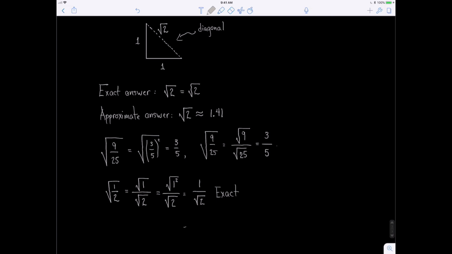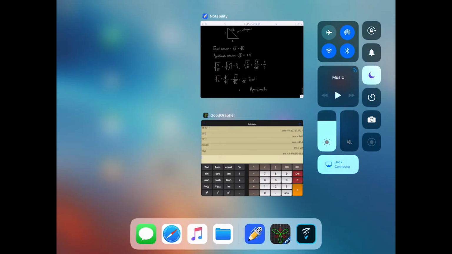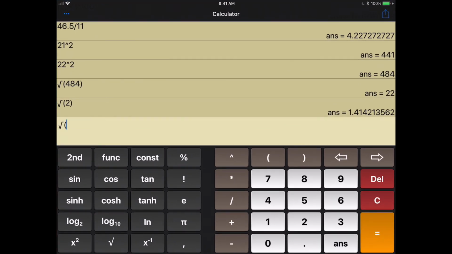And the approximate answer, well, to find the approximate, we need to go back to GoodGrapher and find that decimal. So here we go. Let's go back to GoodGrapher. So I'm going to take the square root of 1 divided by 2, and I need to put that in my parentheses. Hit go, and there it is, 0.7071. Let's round to the thousandths. So the 707, and then since the number after the 7 is a 1, we'll stop there at 0.707.